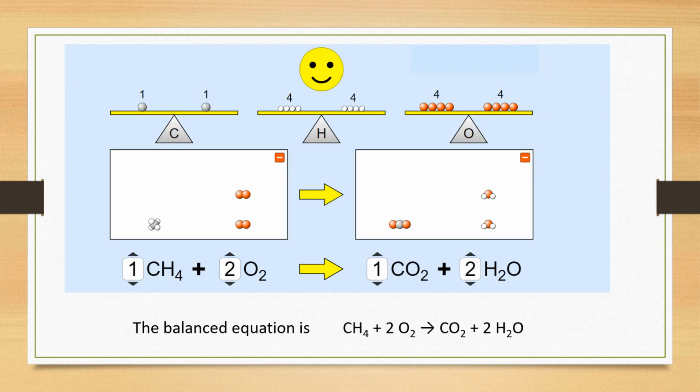To balance the number of oxygen atoms on the reactant side, we place the coefficient 2 in front of O2. This gives us 4 oxygen atoms on the reactant side. Now we have a balanced equation which is CH4 plus 2O2 gives CO2 plus 2H2O.